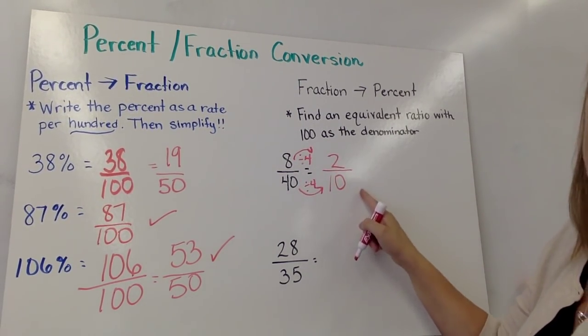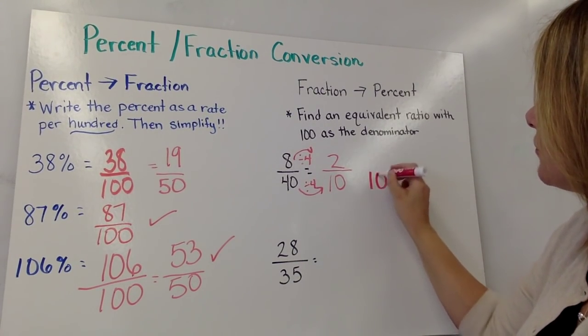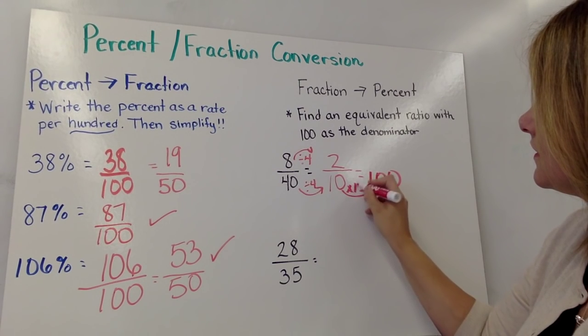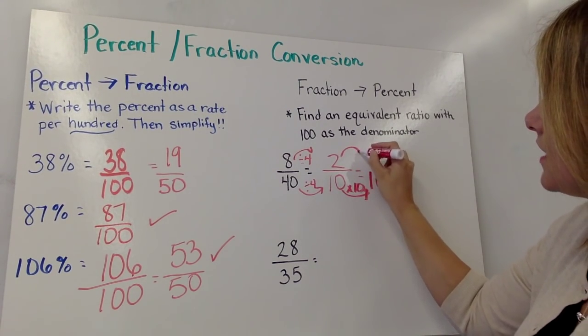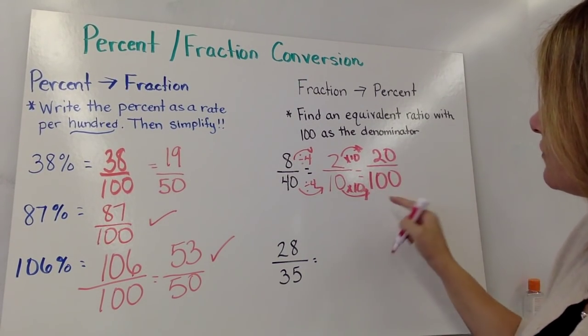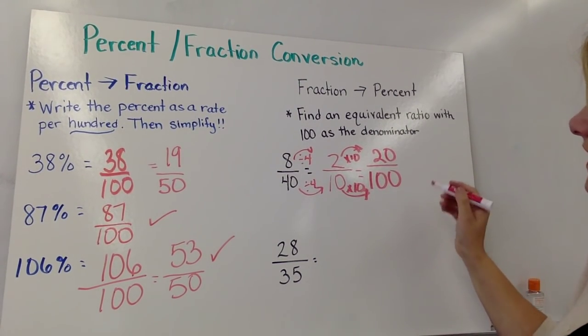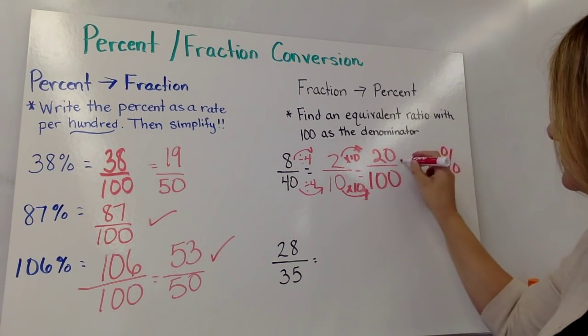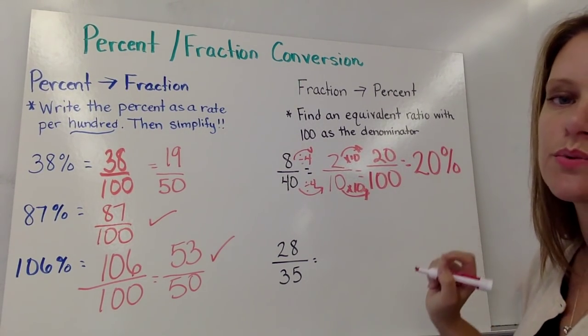So now I want to get it to per 100, so I'm going to change it one more time to 100. 10 times 10 is 100. Times 10 on top, and I got 20 over 100, and now I write it as a percent. That's 20%. 20 out of 100, 20%.